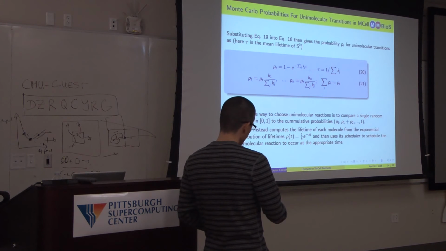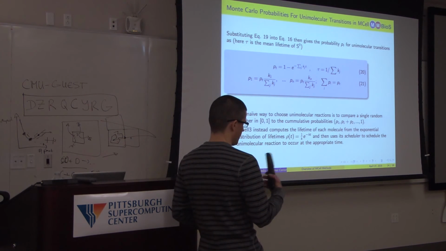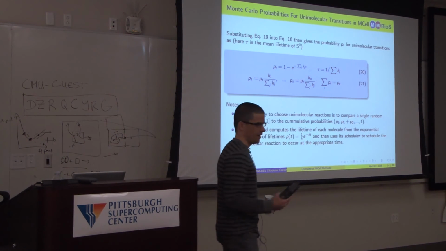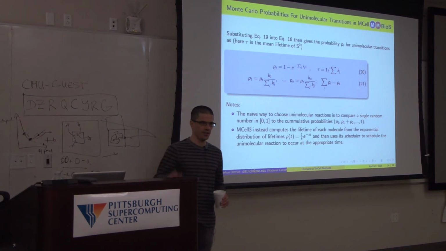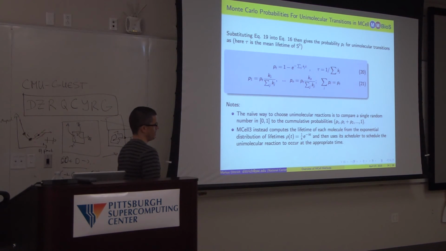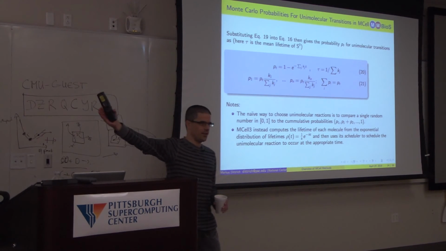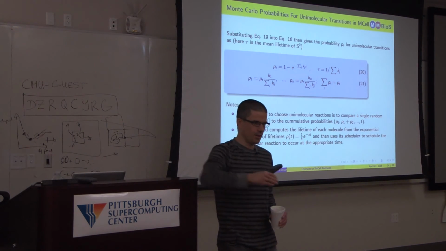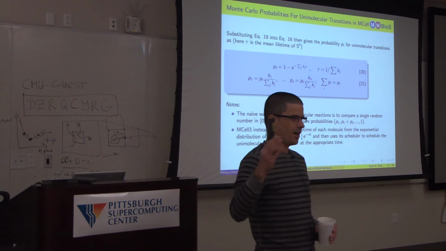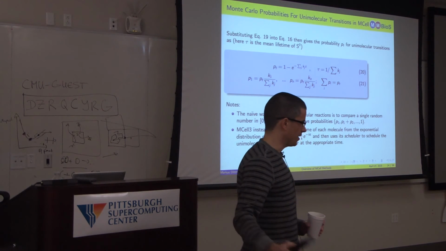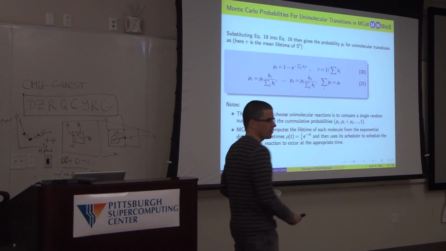And MCell has a concept of a scheduler. So a scheduler is a thing that basically schedules events at certain times. So what we do is we say, OK, what's the lifetime of this molecule based on the reactions that it can have? And then we put it in the scheduler at that time. Then we don't look at it ever again until that time actually hits. So basically, until that time, we're done with this unimolecular transition.